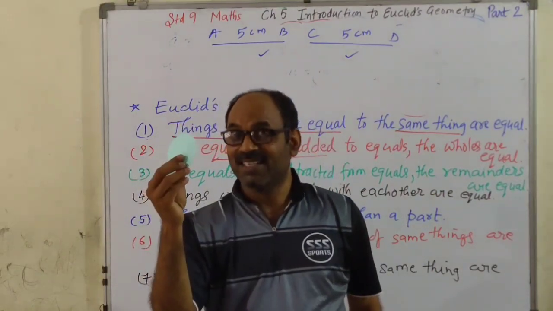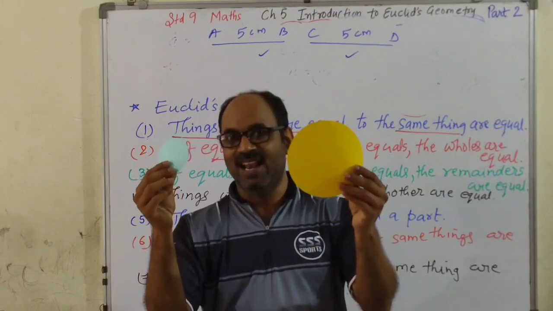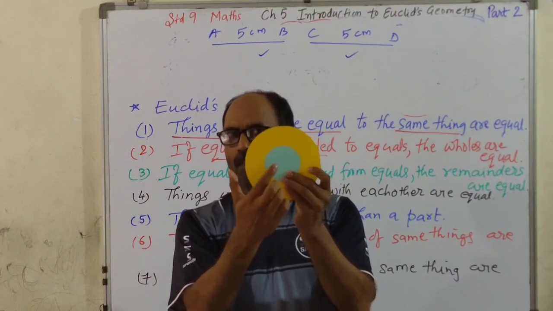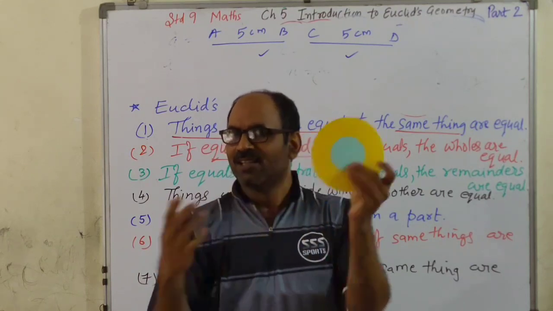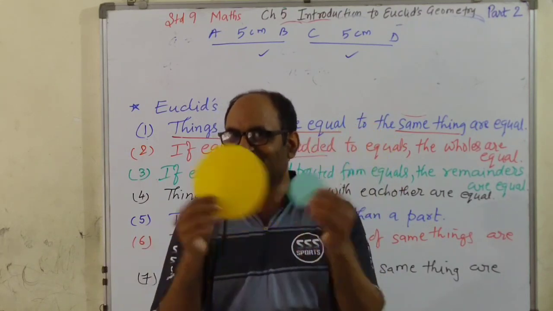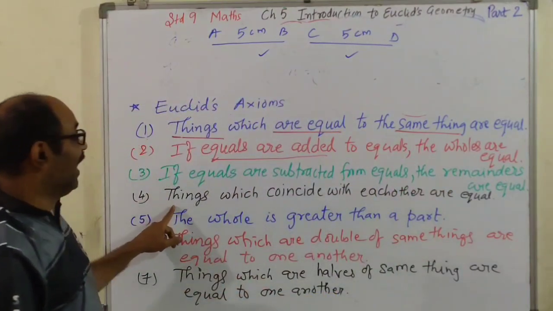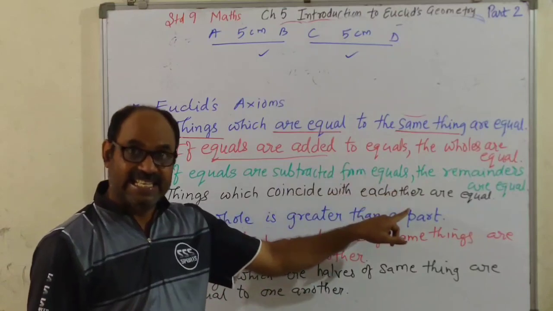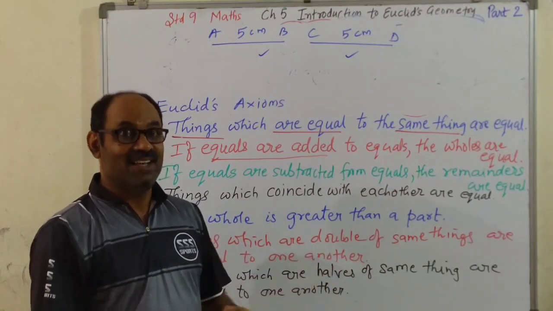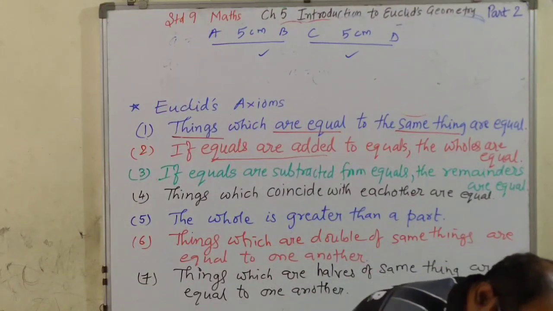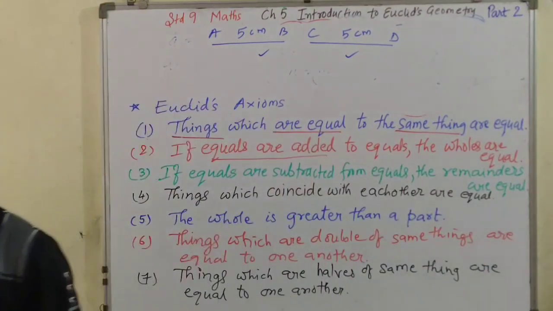This circle is green and this is yellow. Try to coincide. Are they coinciding? Aapko green bhi dikhta hai, yellow bhi dikhta hai. So they are not coinciding. So these two circles are not equal. So things which coincide with each other are equal. Things, when they coincide, are always equal. I hope you understood that. Okay.